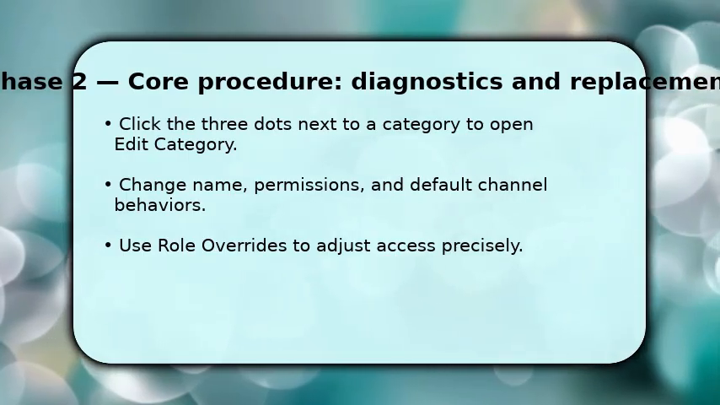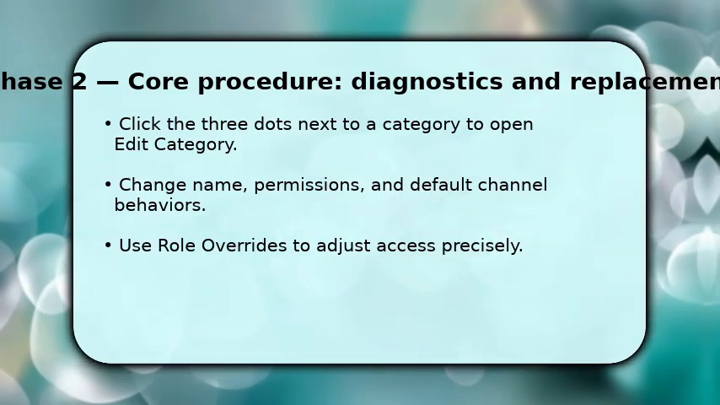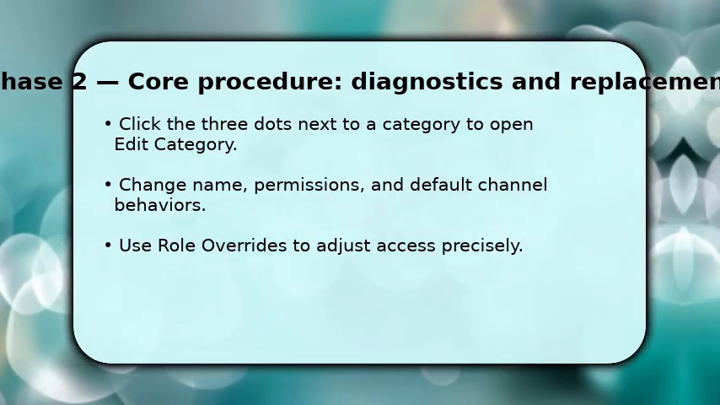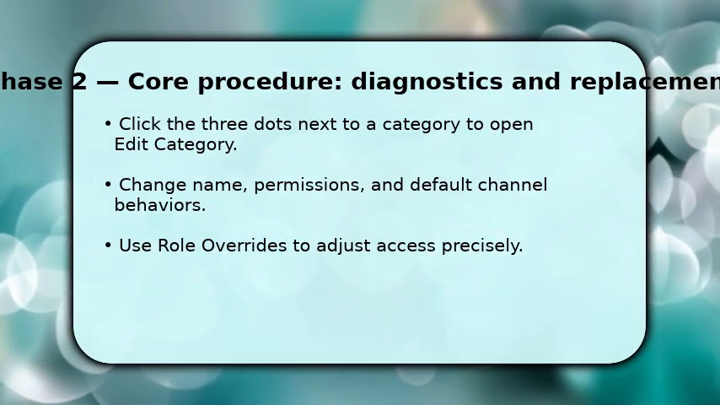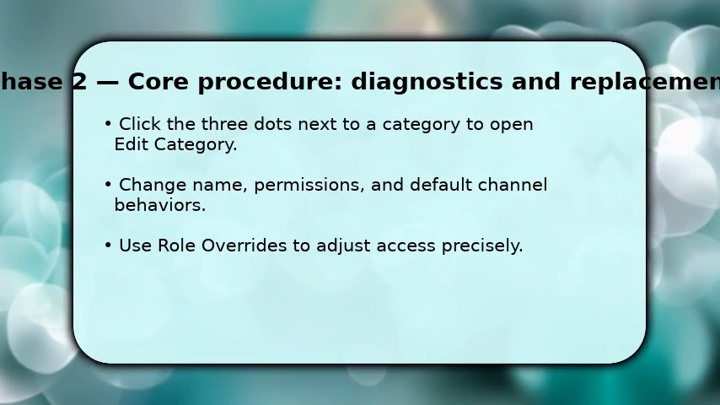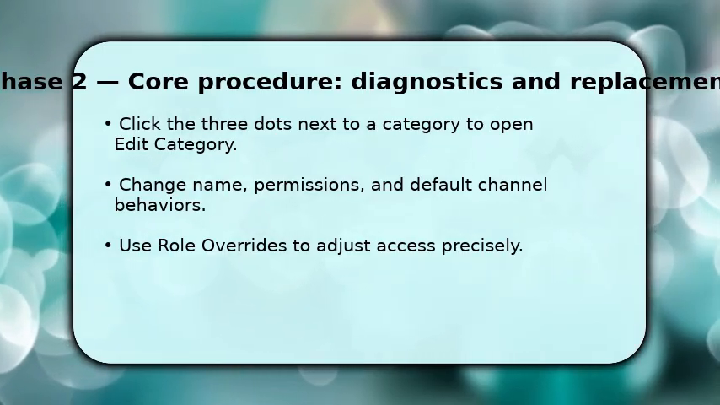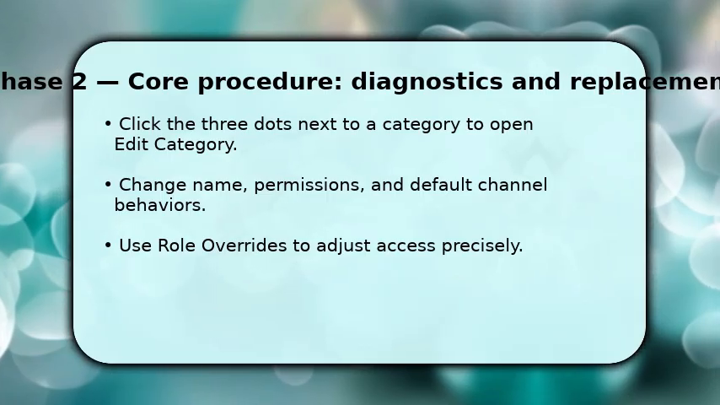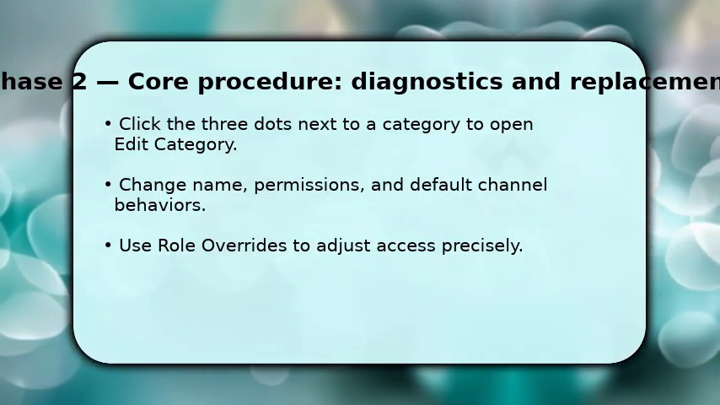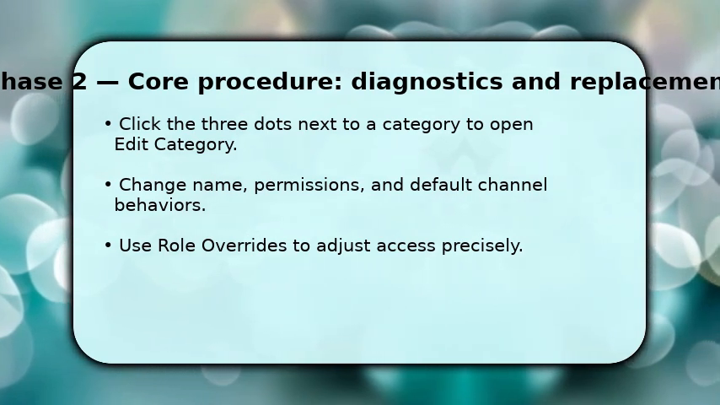Now adjust the name and, more importantly, the permission overrides. Grant or deny view channel, send messages, or manage messages for specific roles. Once you set those, make sure to propagate intended settings to existing channels by checking individual channel overrides. You do this because categories don't auto-override every channel. Explicit role overrides ensure consistent access and avoid surprises.